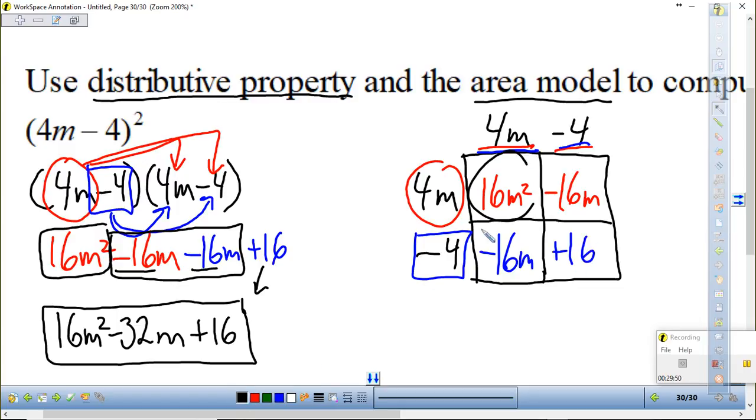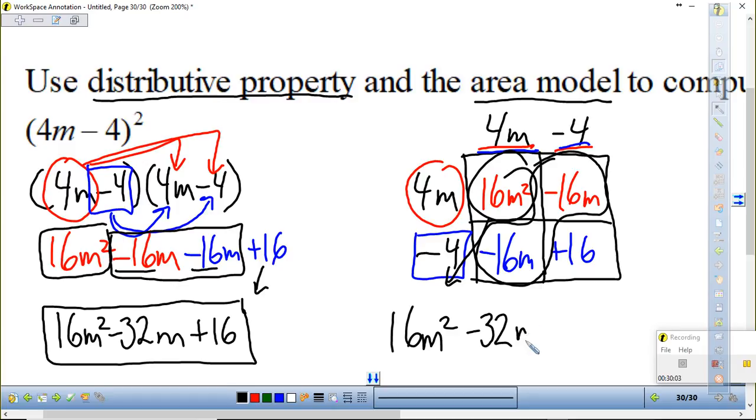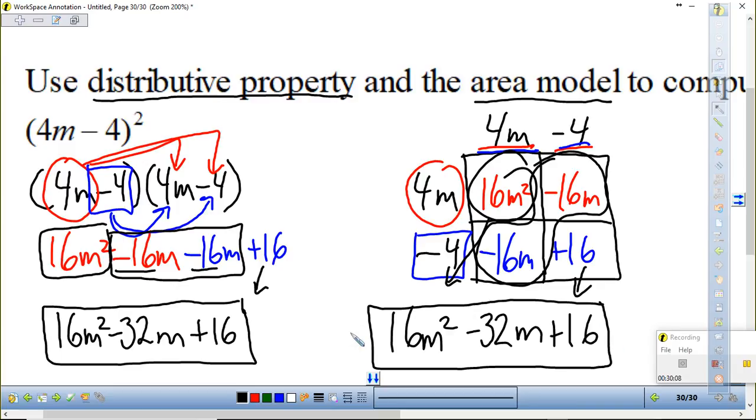Is there another m squared? No, bring that down. 16m squared. These, you draw your peanut. What is negative 16 to negative 16? That's negative 32m. And then you just bring down the plus 16. Did we get the same thing as that one?